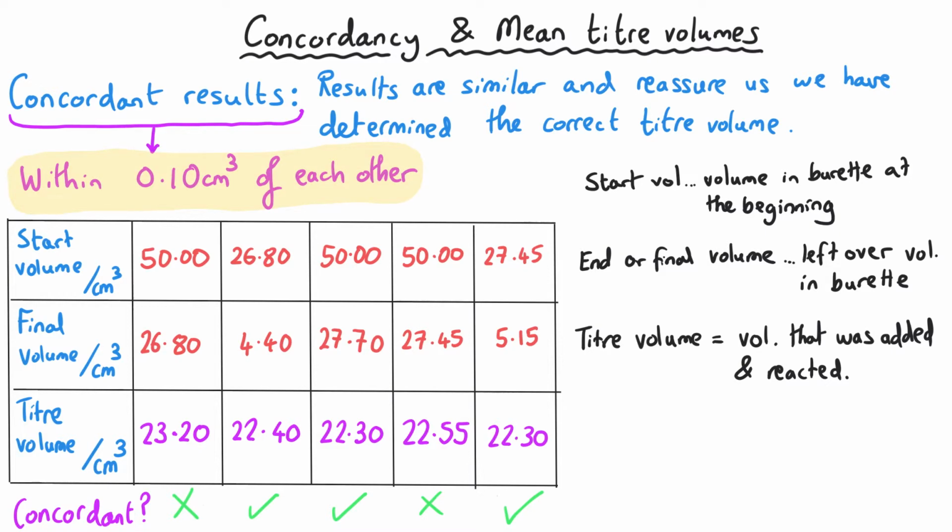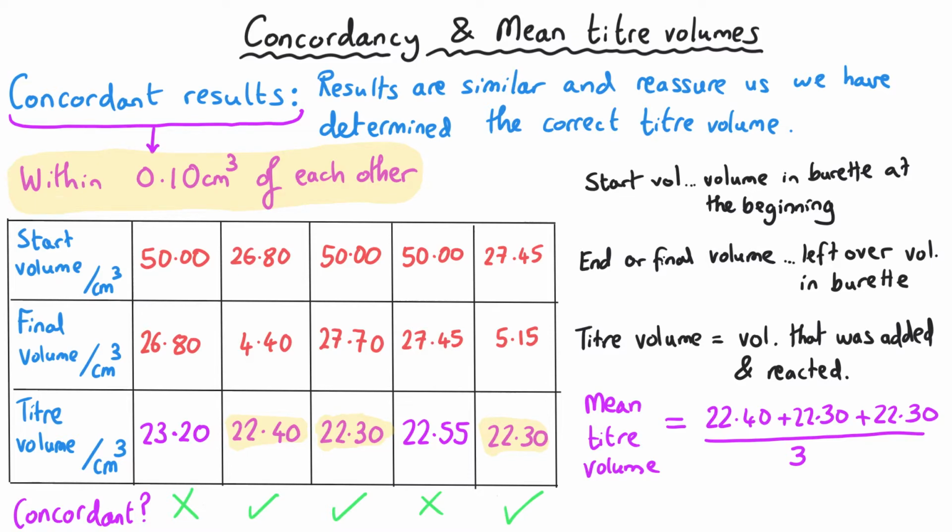They are concordant. So when we are trying to work out what our mean Titre volume is, we must only use these concordant results to calculate our answer. So we calculate the mean in the way that we normally do. We just exclude these two results that are too big. So we do 22.40 plus 22.3 plus 22.3 all divided by 3, which gets us 22.33 cubic centimetres, still reporting this to 2 decimal points.